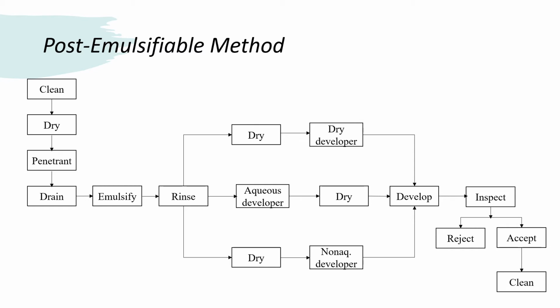So most of the things are the same in the post emulsifiable method and the water washable method. There are only two things that are different: the penetrant used and the need for the emulsifier. These are the two main differences of the post emulsifiable method from the water washable method.